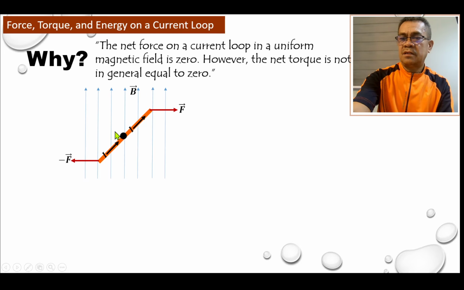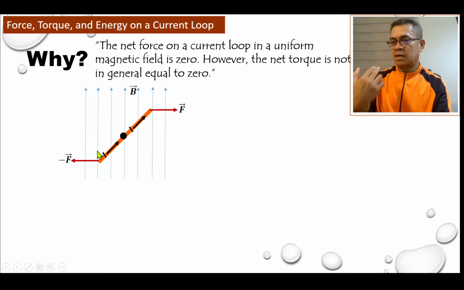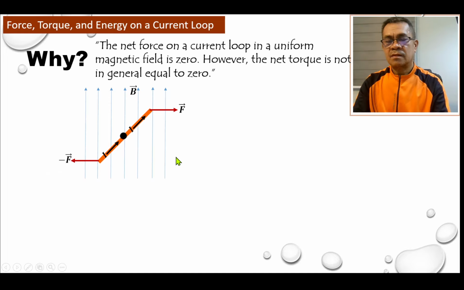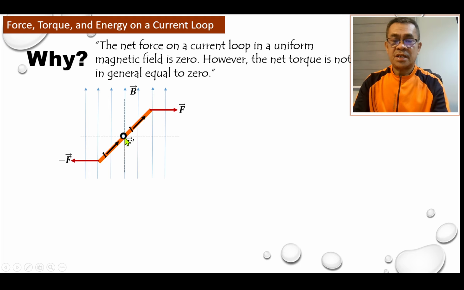Then the segment opposite to this segment, the current is now coming out of the plane, so that the force is directed towards left. Okay, this is a rectangular loop. So this is outward. Then it follows that when you look at this one, forces at this point will be neutralized.